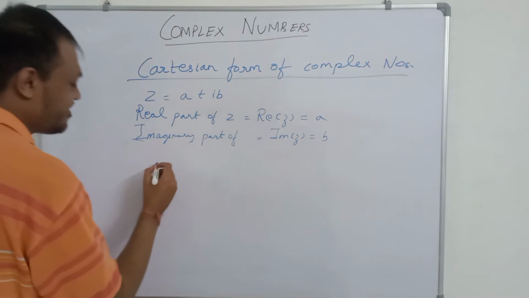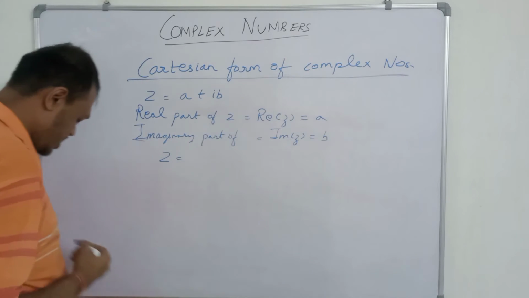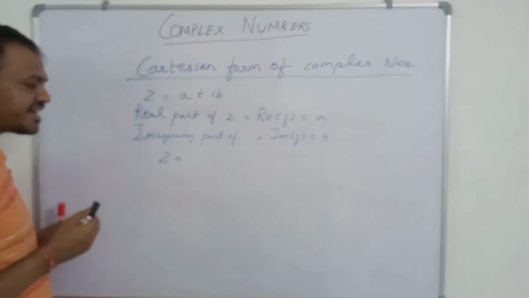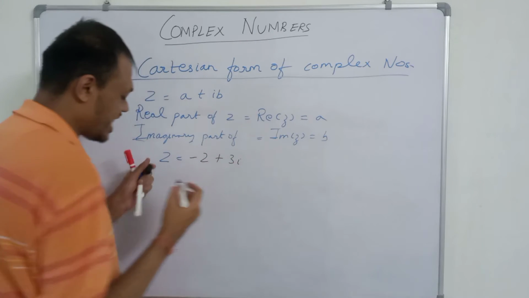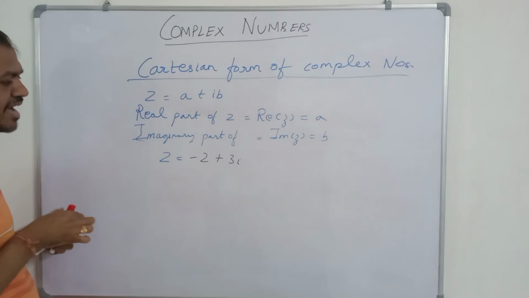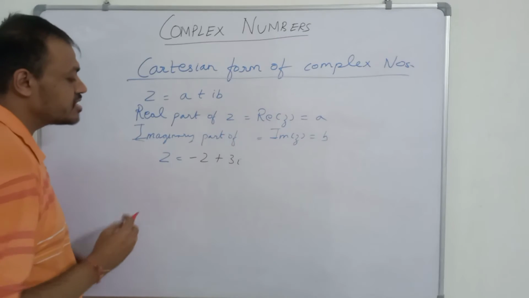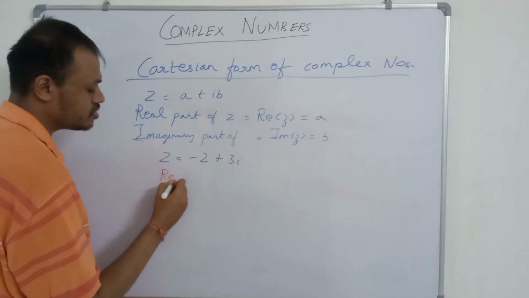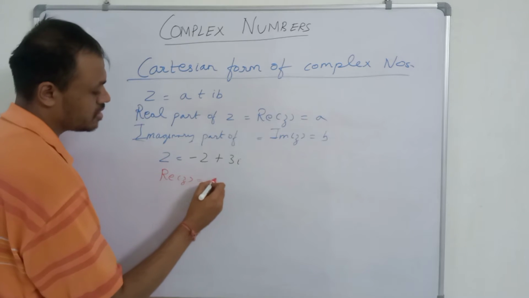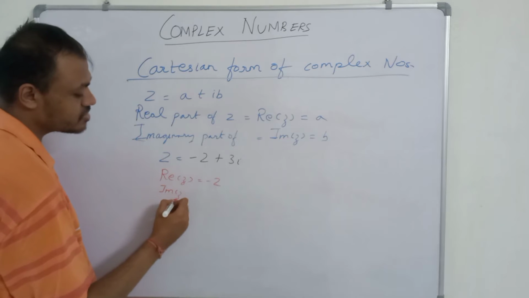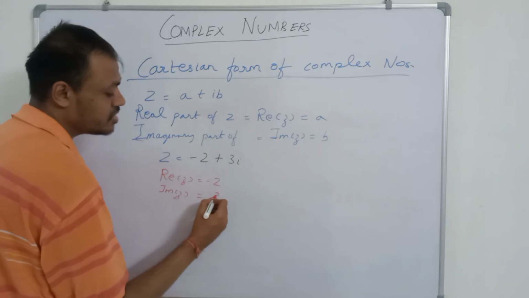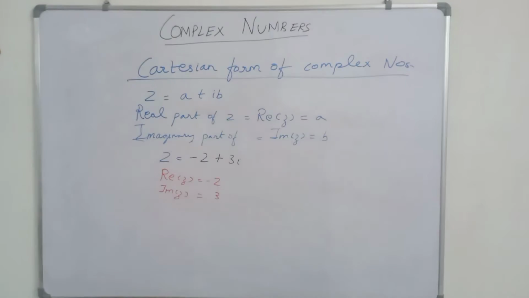So if I take an example z equal to minus 2 plus 3 iota, then the real part of z is minus 2, because minus 2 is without iota, and the part with iota is called the imaginary part of z. So the imaginary part of z is 3. So the real part of z is minus 2 and the imaginary part of z is 3.